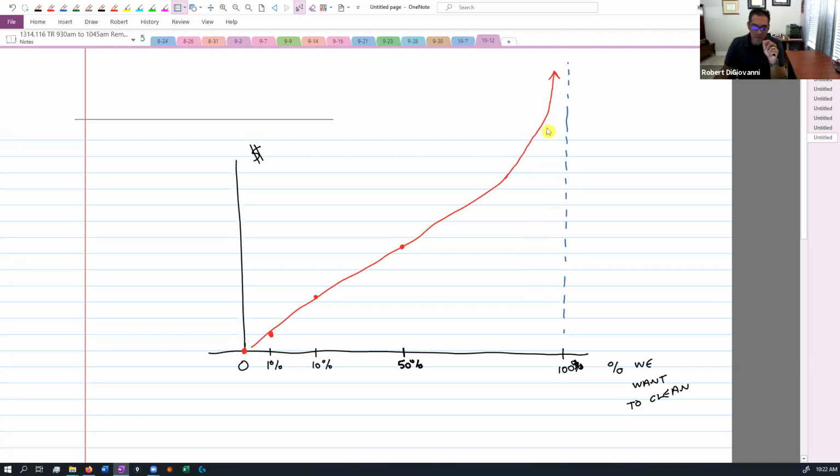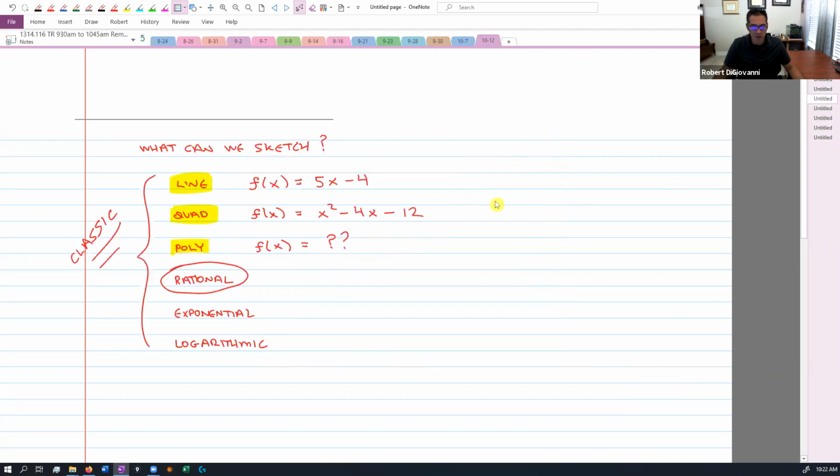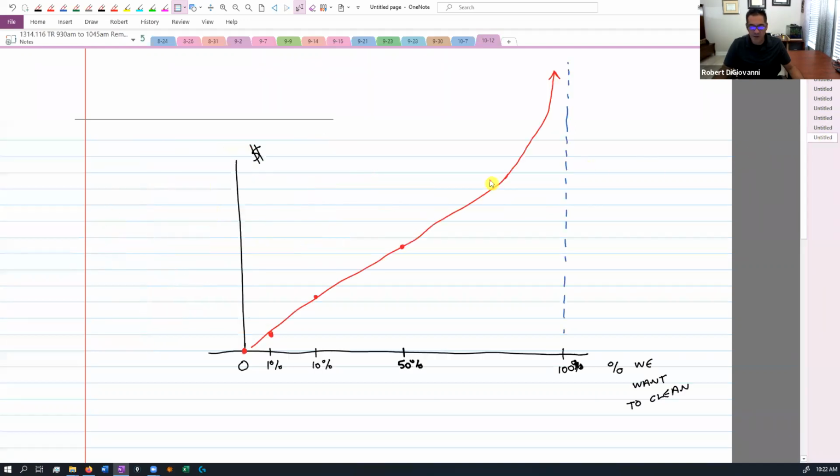So this is a function. If you look at this red function, what it does is there's this dotted line, like a wall, like a barrier. And the function doesn't seem to want to cross it. It just keeps going up and up and up. Do we have a function that we've learned that does this?